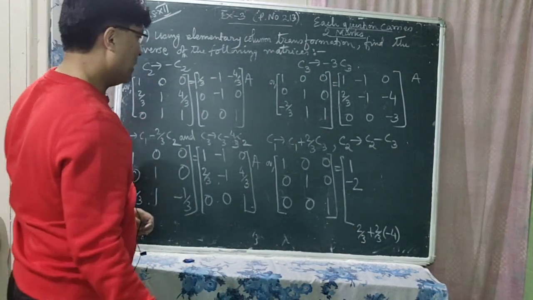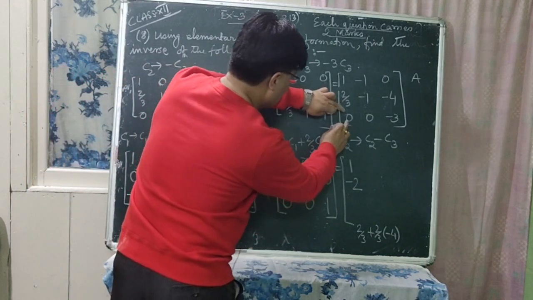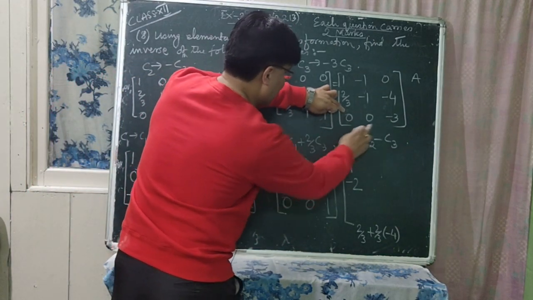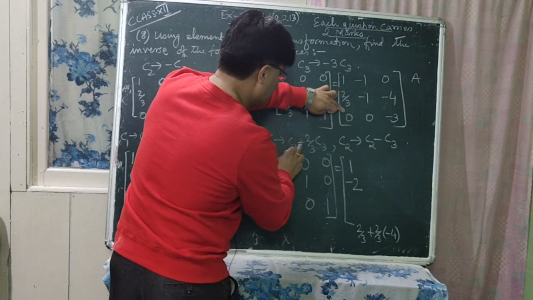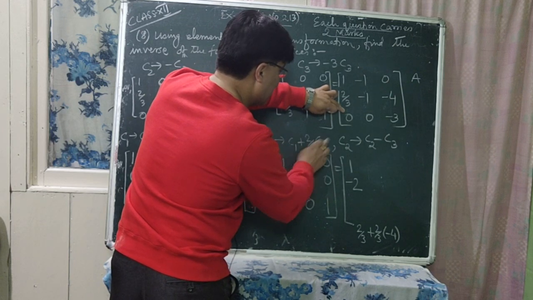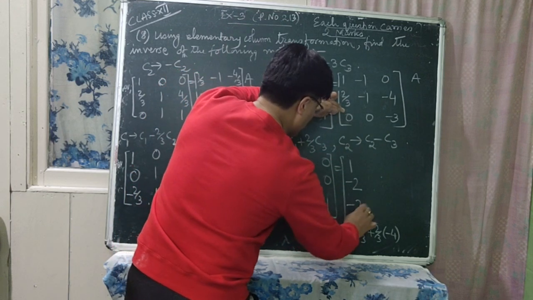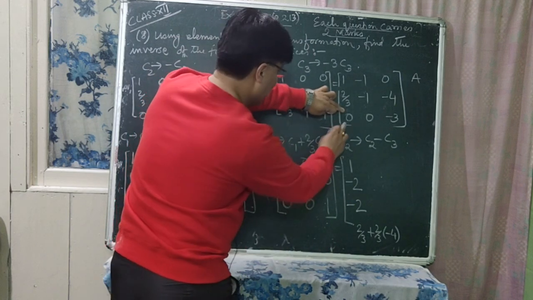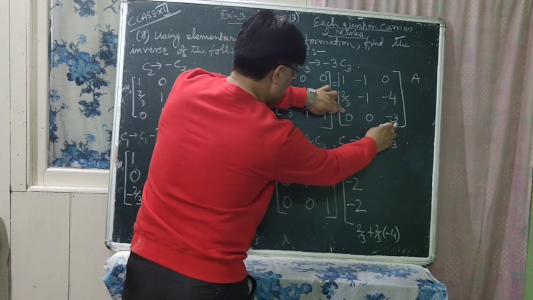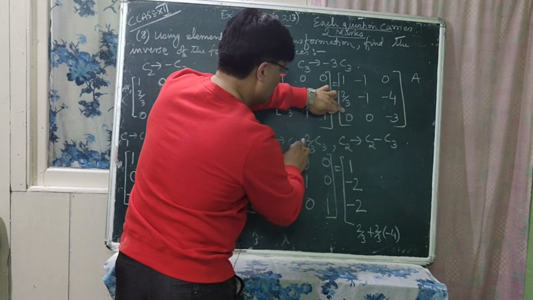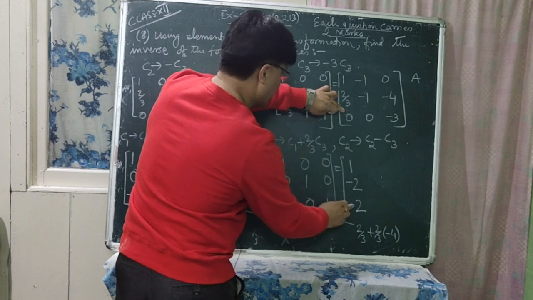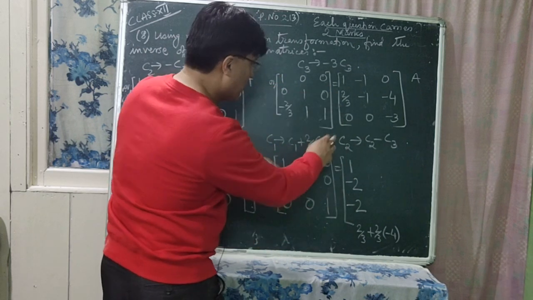Is that clear? And the next one is C1 is 0, C3 is minus 3. So C1 is 0 plus 2 by 3 into minus 3, 3 gets cancelled, minus 2. This is your minus 2, right? So C1 is 0, C3 is minus 3. So 0 plus 2 by 3 into minus 3, 3 gets cancelled, so it is minus 2, correct? Right? Now what is C2?